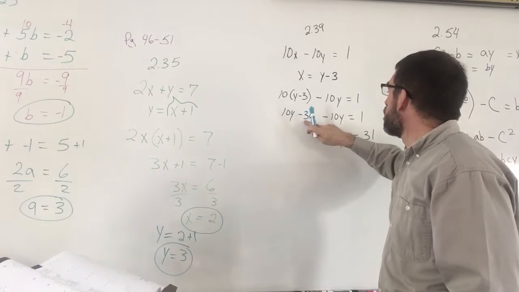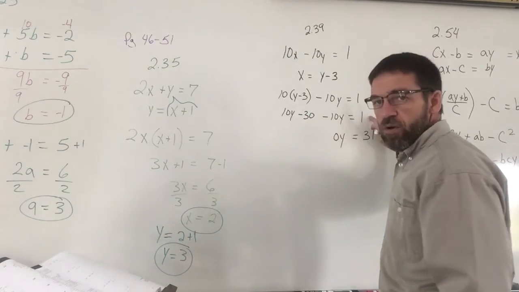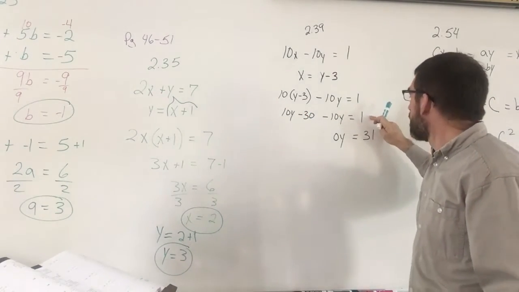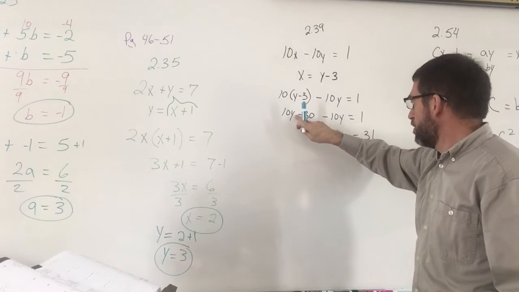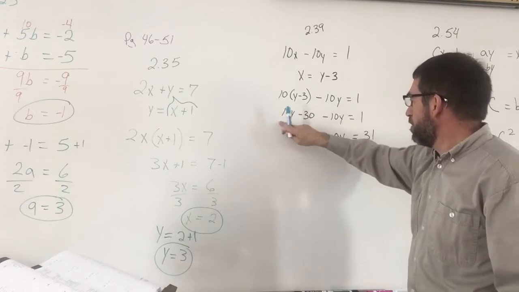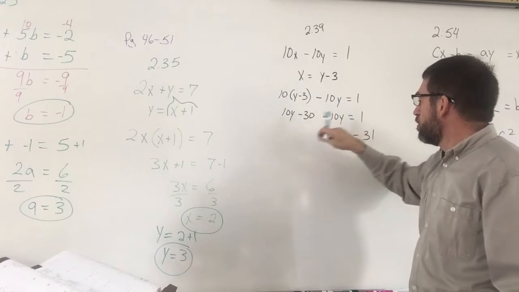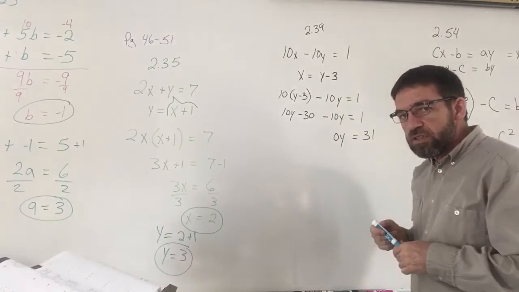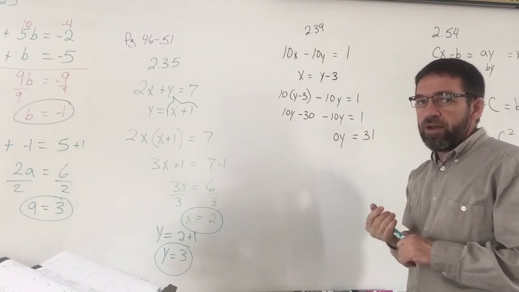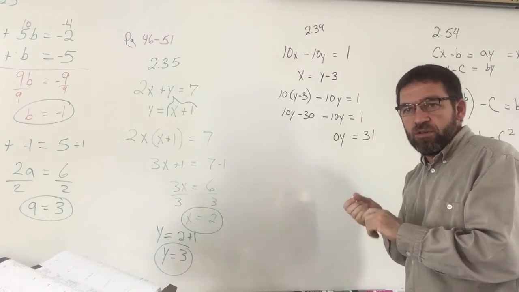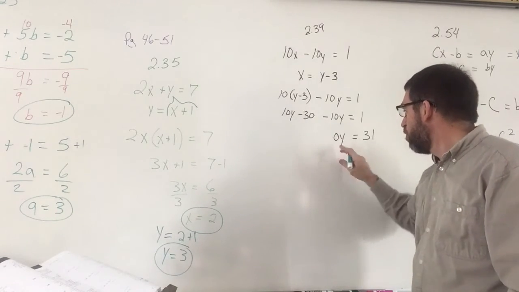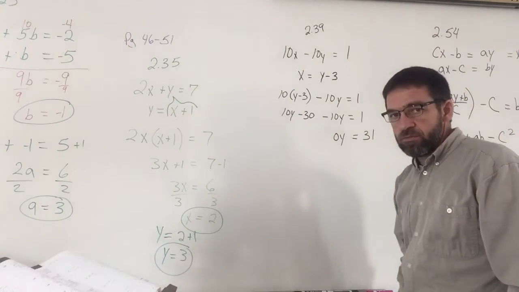So I quickly took the 30 over here on this side and made it positive 30, you see, I changed it. And so that left me 10y, subtract 10y. So you see that comes up to 0y. Ooh, are there any red lights coming on? There should be. 0y, what's that tell you?